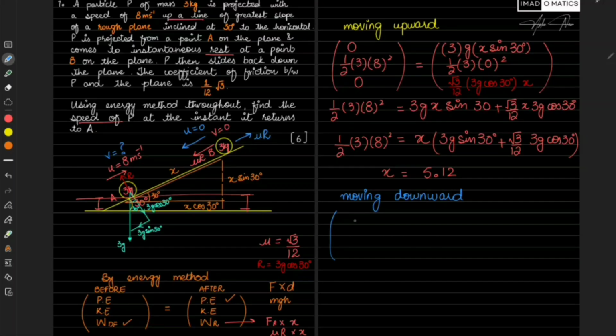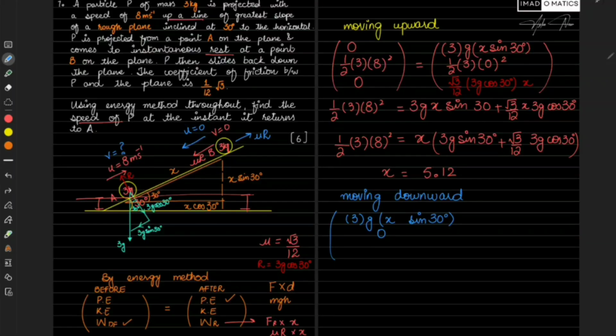So initial potential energy, obviously the body is at some height, so it would be mgh. So 3g times height, which would be x sine 30. Initially I'm writing everything in terms of x. Later on I'll substitute this value. Then the kinetic energy initially would be 0 because the initial velocity is 0.